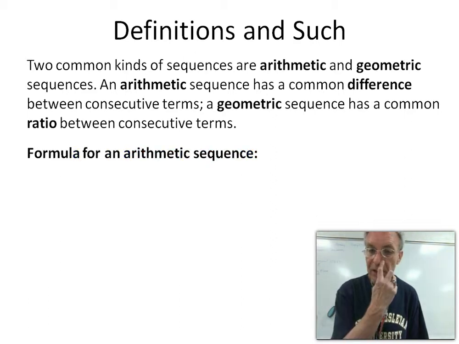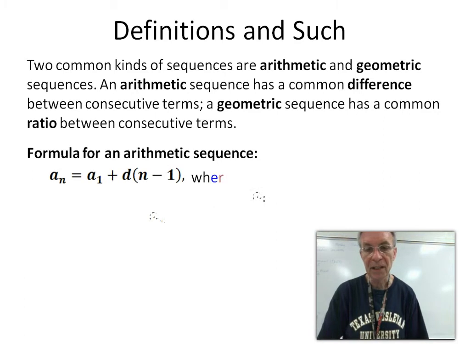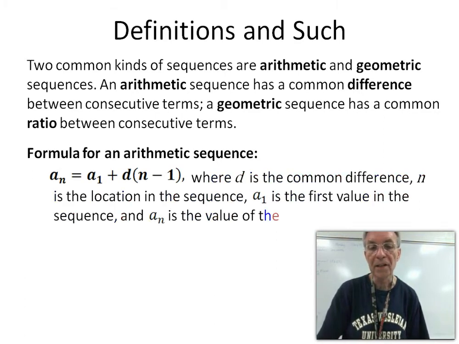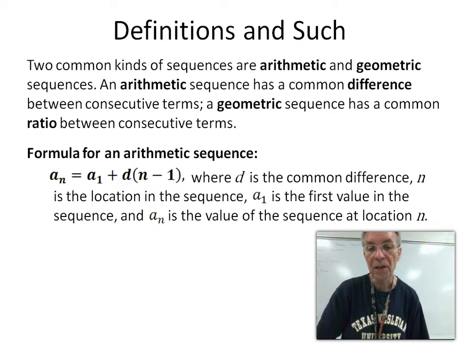Okay, the formula for an arithmetic sequence can be given like this. a sub n is equal to a sub 1 plus the difference times n minus 1, where d is the common difference, n is the location in the sequence, a sub 1 is the first value in the sequence, and a sub n is the value of the sequence at location n.